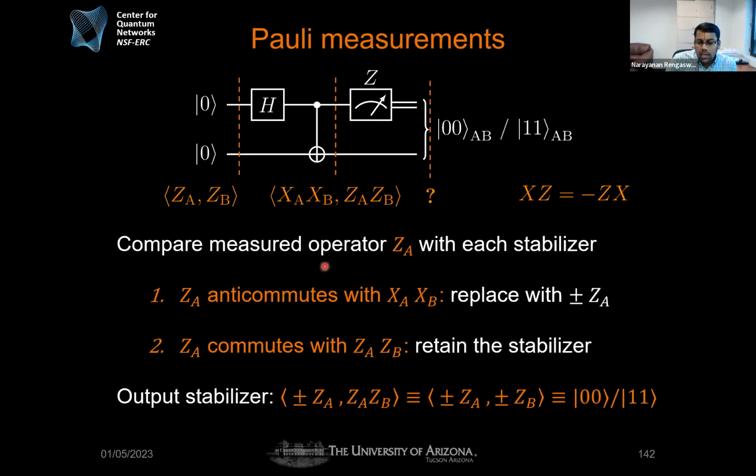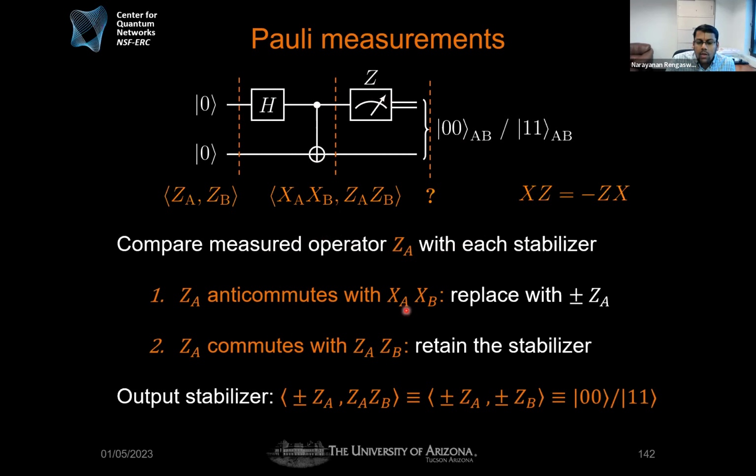So for example, let's say you have this Bell pair generation circuit, and then you're measuring Z on the first qubit. We already know what the output is, but let's rethink this in the stabilizer formalism. The first thing you do is write down the stabilizers for the state before the measurement. Here the stabilizers are generated by X⊗X and Z⊗Z. So you have XX and ZZ. And then you are measuring Z on the qubit A.